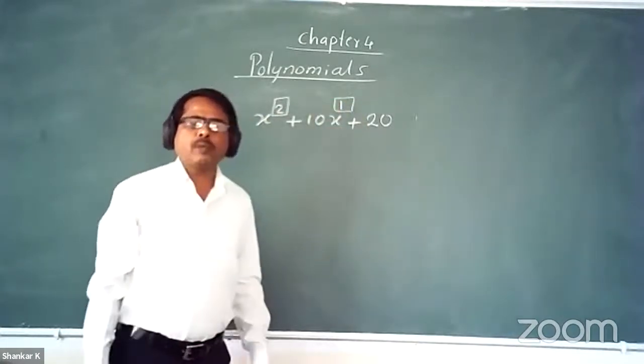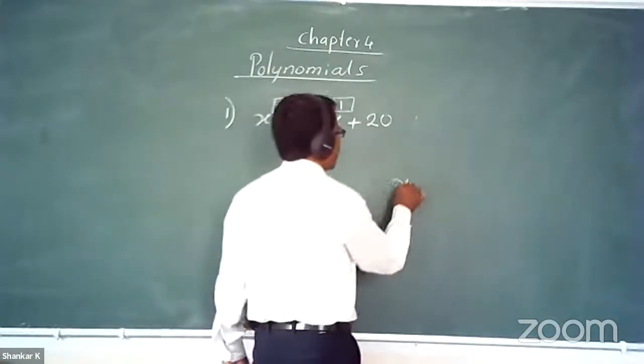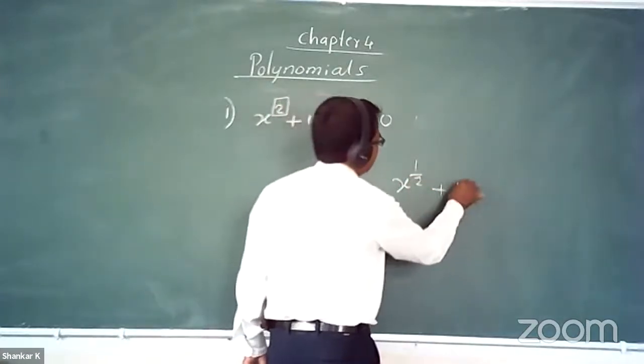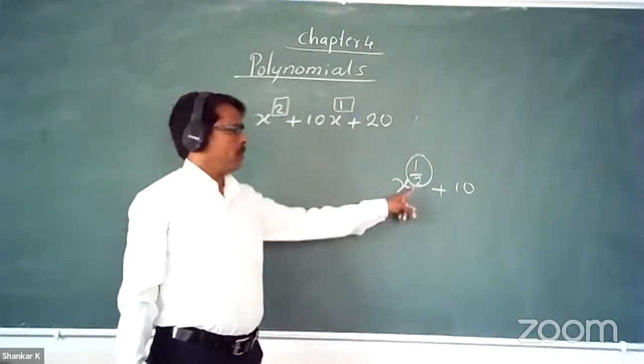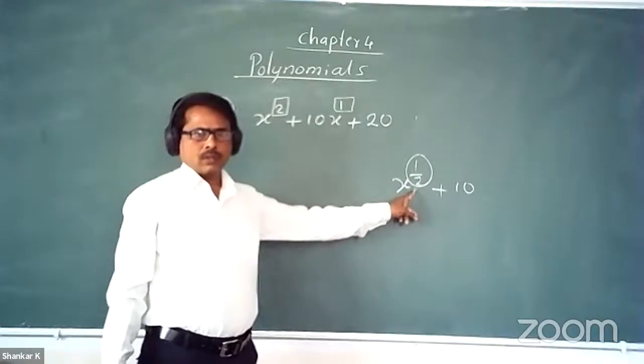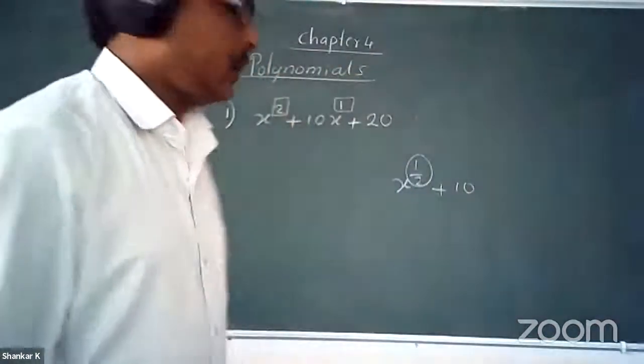And the exponent should be a whole number. For example, if it is x raised to 1 by 2 plus 10, it is not a polynomial. It should be a whole number.